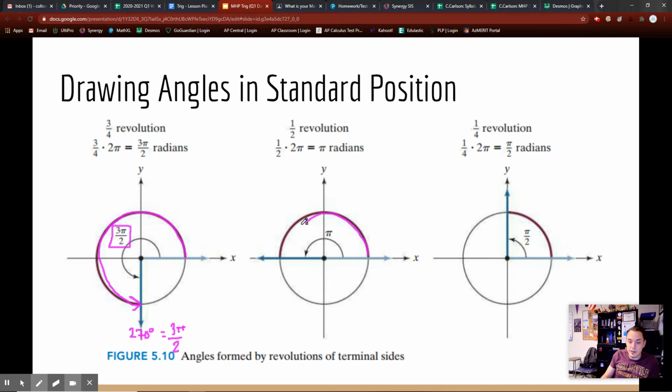You should already know what the half revolution is. It's pi, but it's also 180 degrees. And then the 1/2 revolution is pi over 2, which is 90 degrees. This is where we get your right angle from. Okay? 1/4 revolution, 1/4 times 2 pi gives you pi over 2 radians. Awesome. All right, let's erase this.